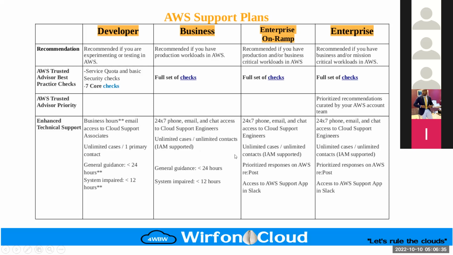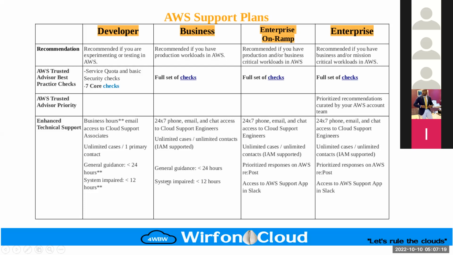Then definitely there's going to be another thing that would identify which plan they're referring to, either the general guidance or the system impaired, to identify if you're referring to the business, the enterprise On-Ramp, or the enterprise. So for general guidance, they have less than 24 hours to respond, which is the same here. For system impaired, if your system is disrupted or impaired, you have less than 12 hours for AWS support cloud support associates to respond.